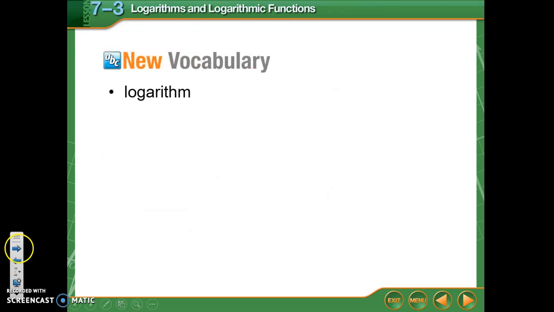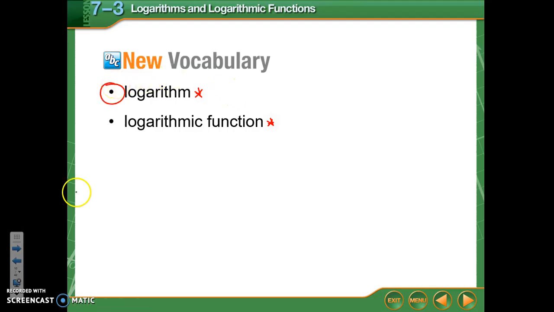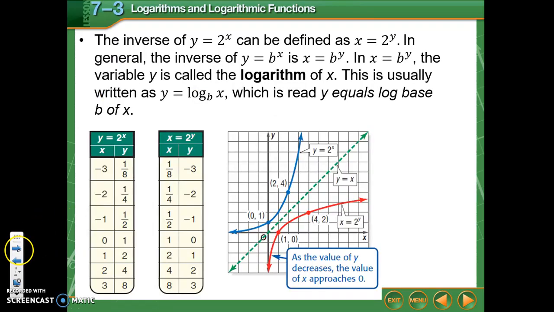All right, so the new vocabulary you need to worry about in this section is logarithm and logarithmic function. Most of the rest of our chapter is going to focus very heavily on logarithms. So this is an important section because it's an introduction to what they are and how they work. Okay, so basically, if we want to sum it up, a logarithm is the inverse of an exponential function.